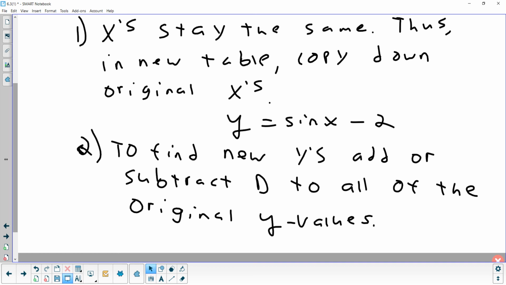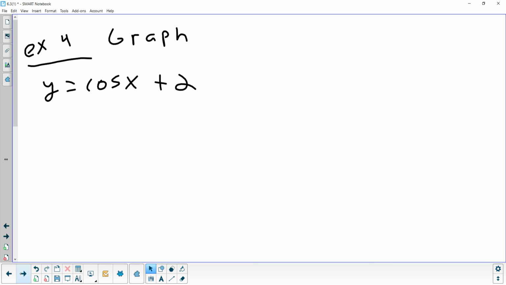Right, so we'll try a couple examples of a vertical shift, and that'll be it. Okay, so cosine x plus 2. Look for two things. What and where. What are you doing? Where are you doing it? What are we doing in this problem?